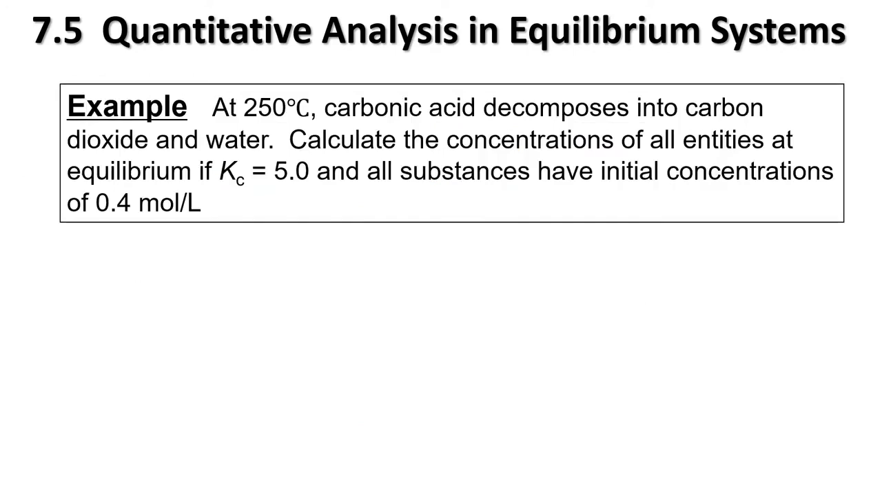Now this one's going to be the whole, us doing all the calculations. The temperature is actually kind of important here. So it's 250 degrees Celsius. We've got carbonic acid decomposing into carbon dioxide and water. And notice that I'm giving you guys the K value. And we also have initial concentrations of 0.4.